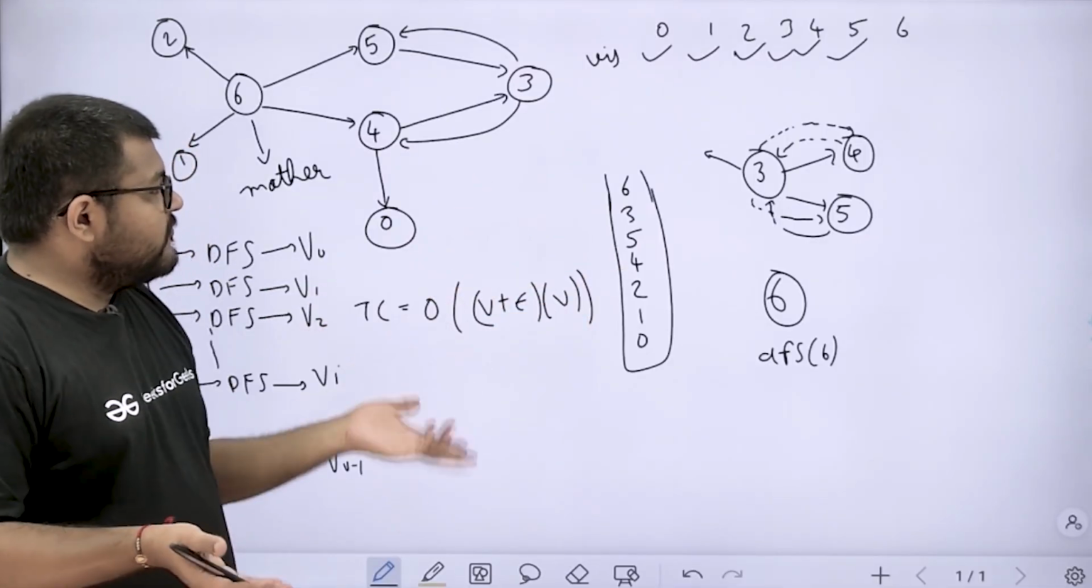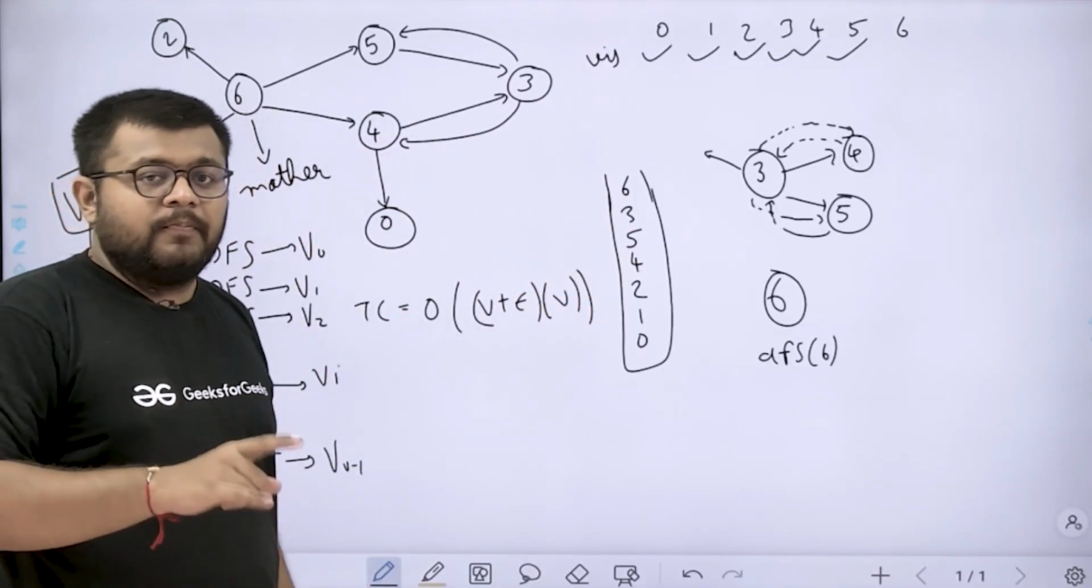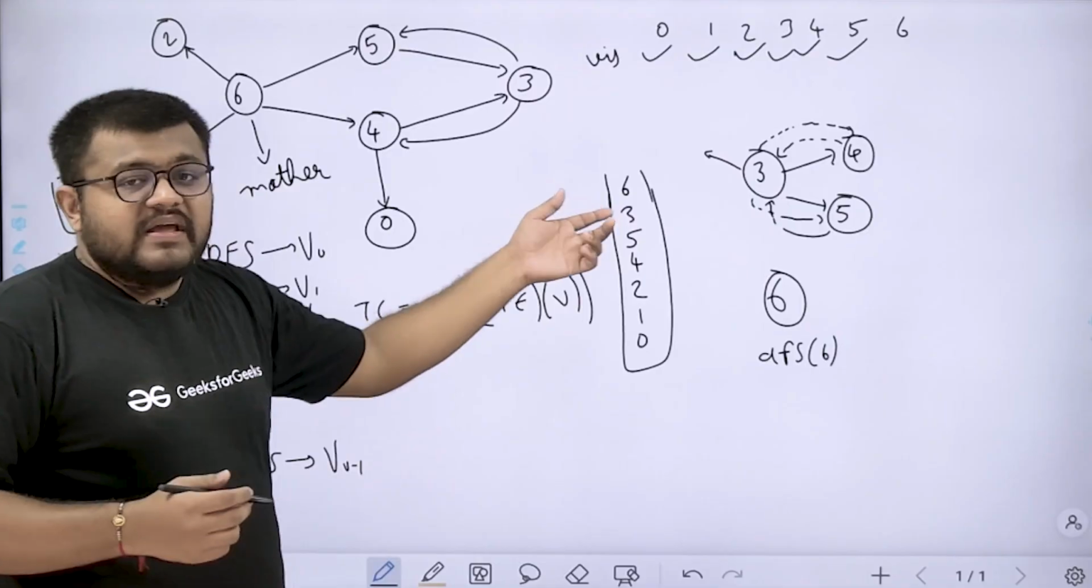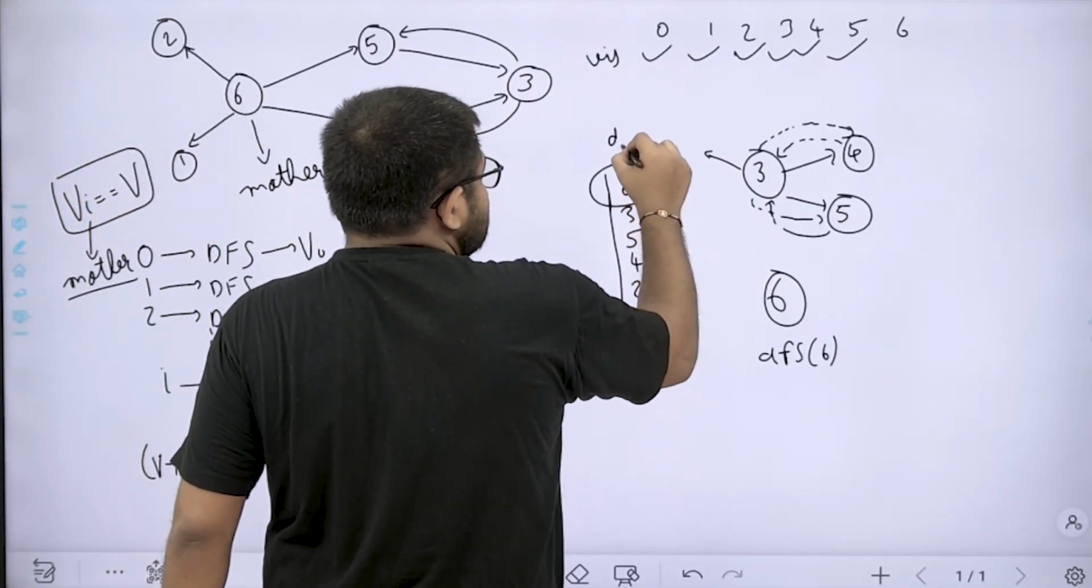So now what we need to do: if we have a mother vertex, it will be at the top of the stack. So now we'll simply call a DFS from the top of the stack. So we'll call another DFS starting from 6.